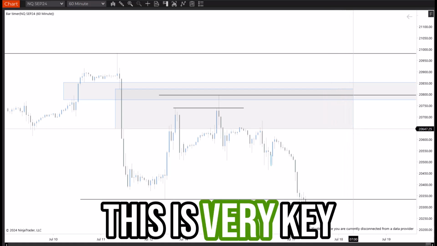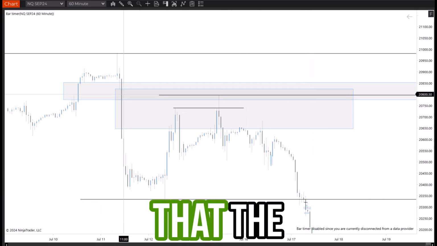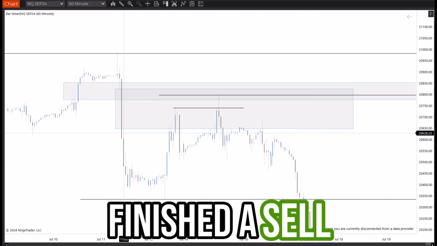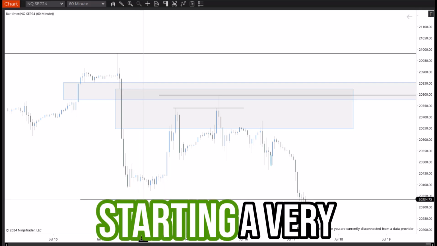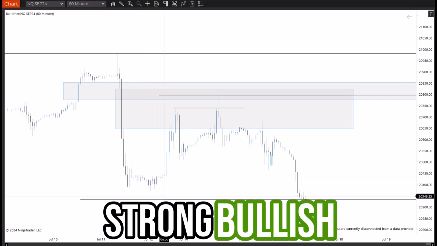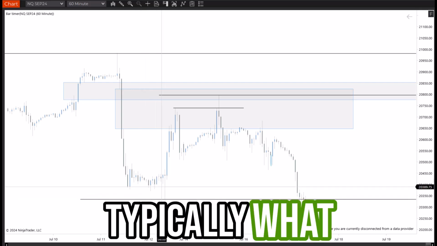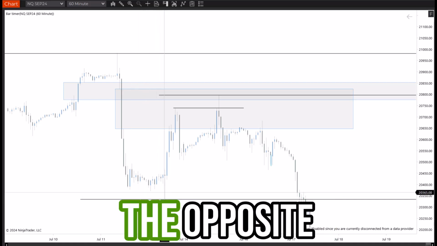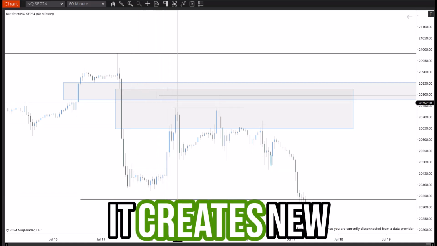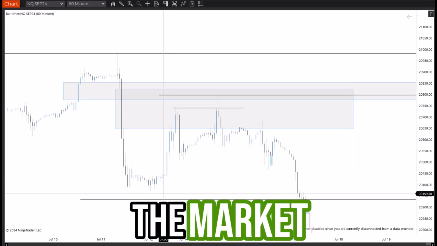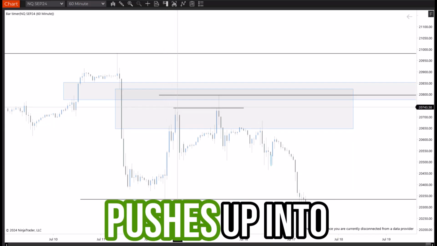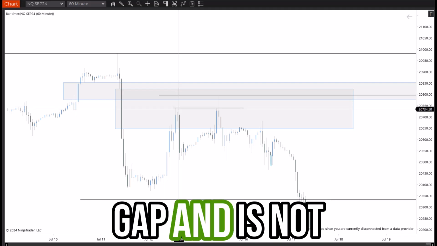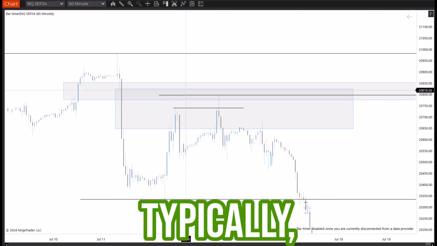This is very key because we see that the market just finished a sell program. It should be starting a very strong bullish program, because typically what happens after you take out lows, it goes in the opposite direction. It creates new highs, right? So the market pushes up into this fair value gap and is not able to break past it.